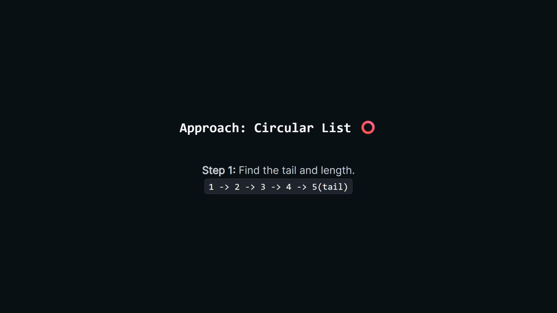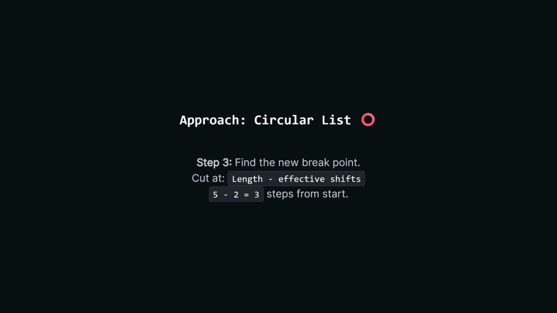So how do we solve this efficiently? The best approach is to connect the list into a circle. First, we traverse to the very end to find the tail node and count the total length. Next, we simply point the tail node's next reference directly back to the head of the list. Now it's an endless loop.